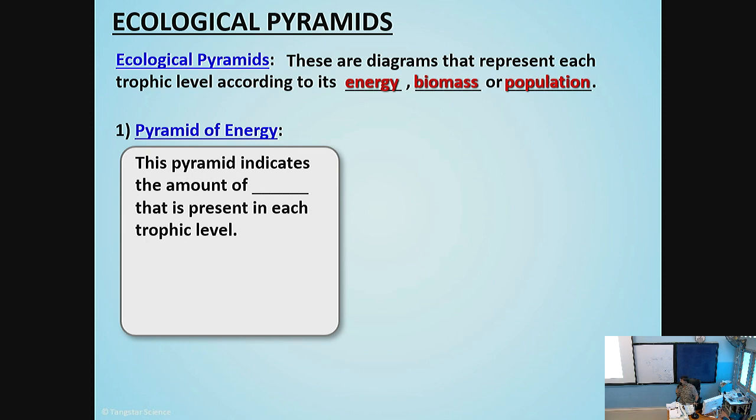Okay. First pyramid, we have the pyramid of energy. This pyramid indicates the amount of blank. What's your answer? Starts with letter E.